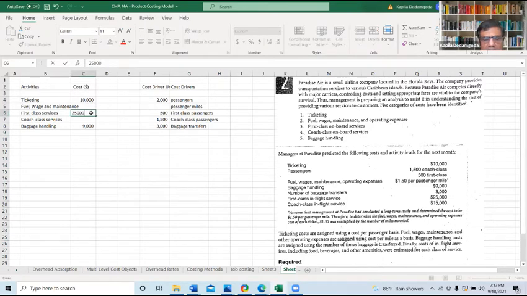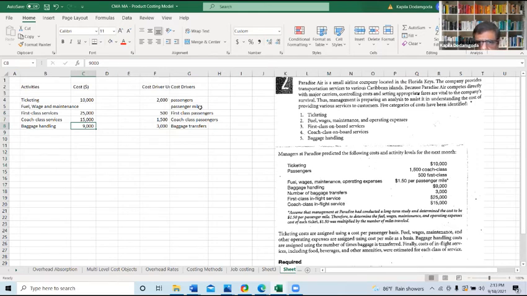Coach class in-flight services, 15,000. So this is the information given to us. The cost driver units, both are given.